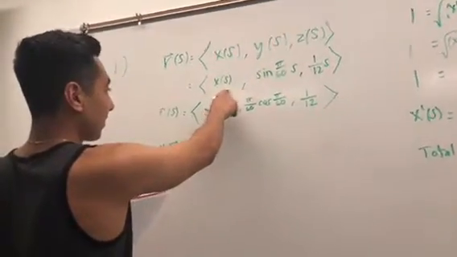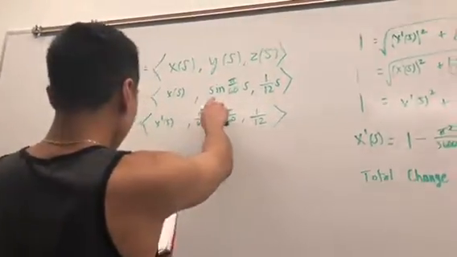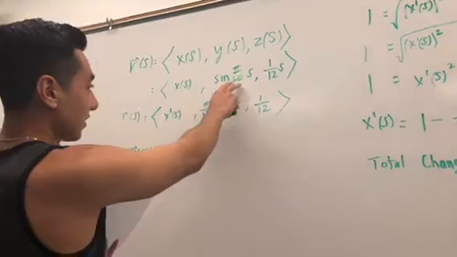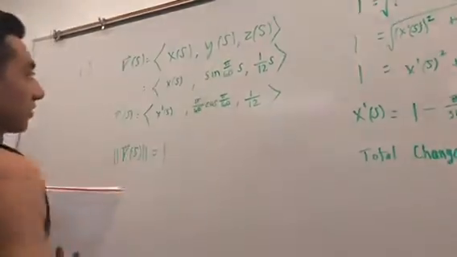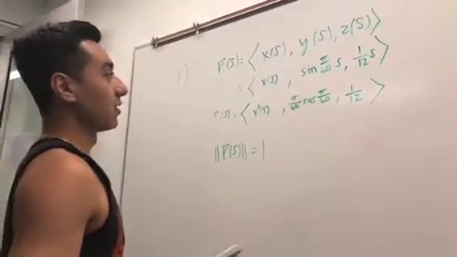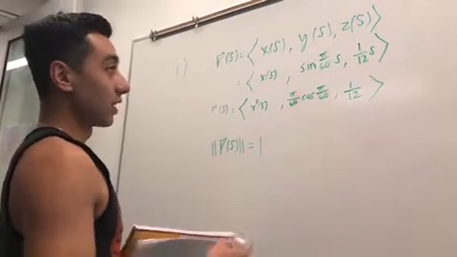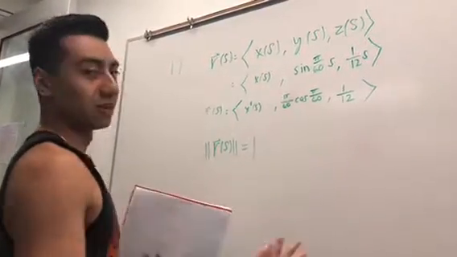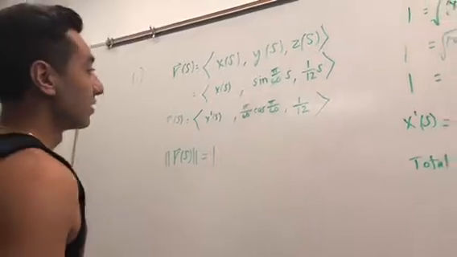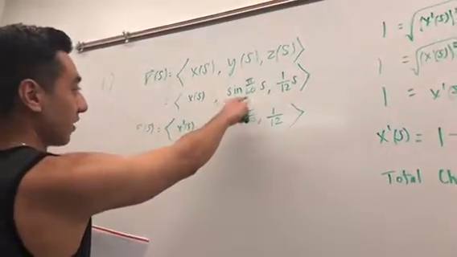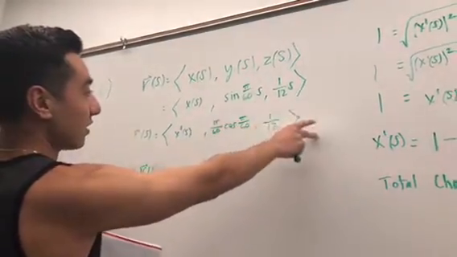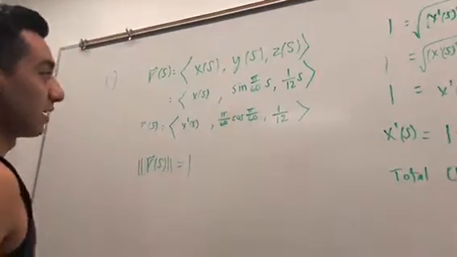Our x component is x of s, and then our y component is sine of pi over 60 s. And it's pi over 60 because it's one full period of the sine wave. And we know that's 2 pi over 120, which is why later on we'll be integrating from 0 to 120. And then our z component is 1 over 12 s.